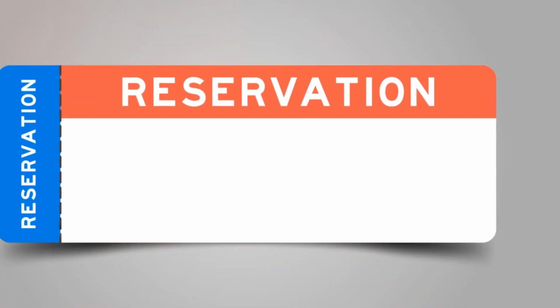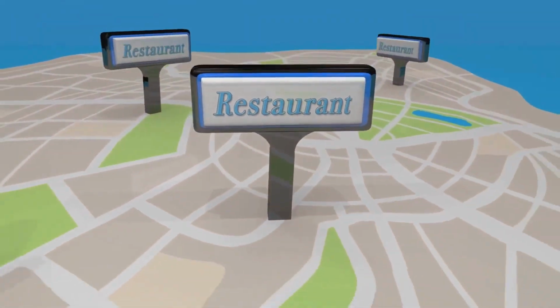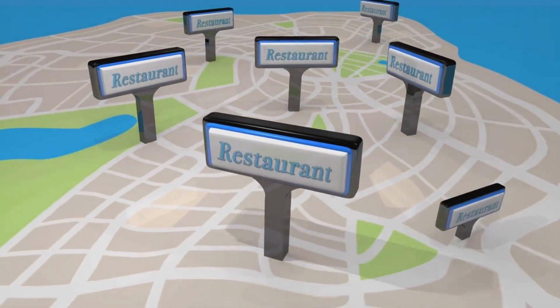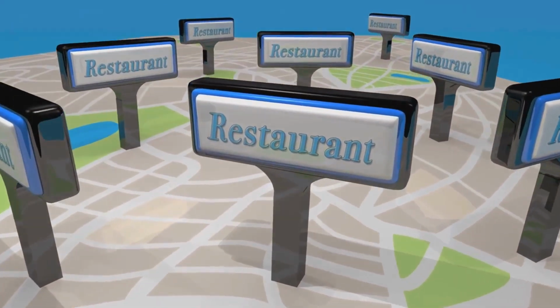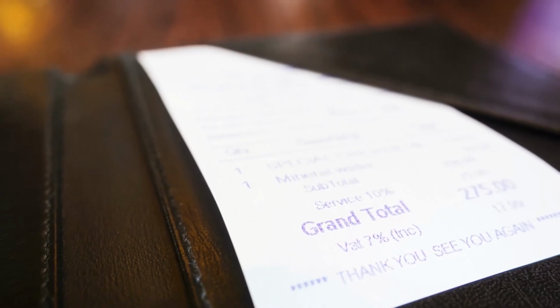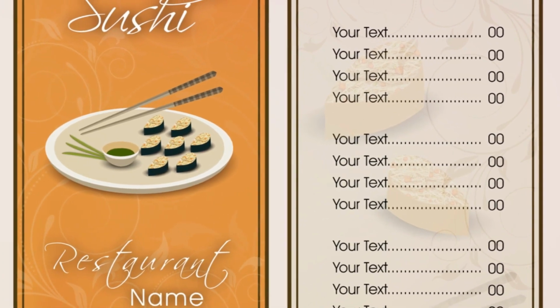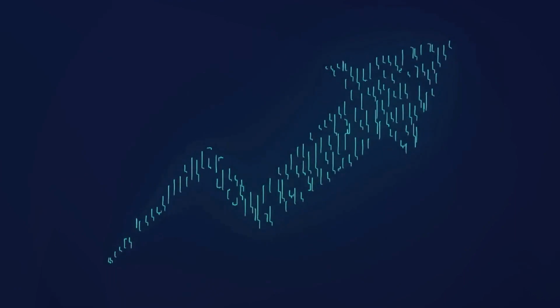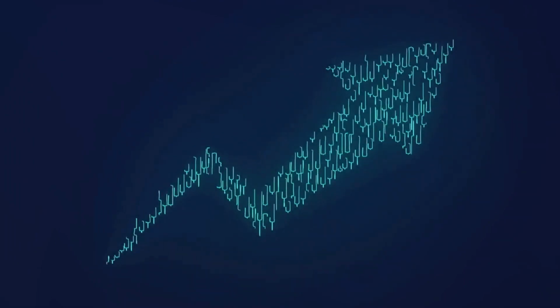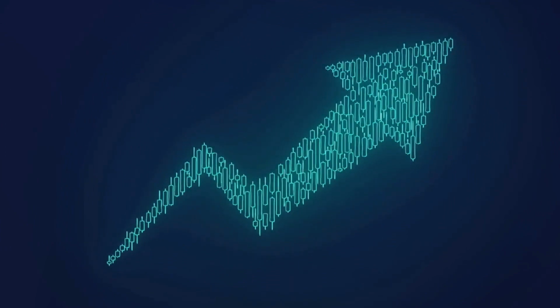In the case of options trading, this contract gives the buyer the right, but not the obligation, to buy or sell this asset at a specific price on or before a certain date. Think of it as a reservation at your favorite restaurant. You have the right to that table, but you can choose not to go, and all you lose is the reservation fee. That's the essence of options trading. It provides flexibility and potential profit, all while managing risk. Sounds interesting, right? But let's delve deeper.